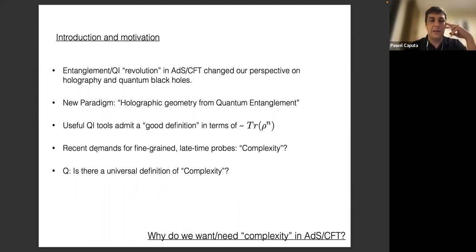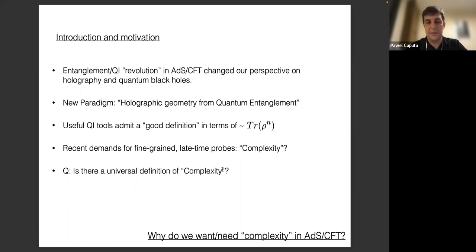But recently, there are more demands for fine-grained or late-time probes of AdS/CFT and these holographic geometries, and they go under the name of complexity. I'm going to be a bit more precise about what we might mean by this complexity, but here I'm just putting it in quotation marks. And in this talk, I'll try to entertain one possible direction for a universal definition of this thing that we call complexity.